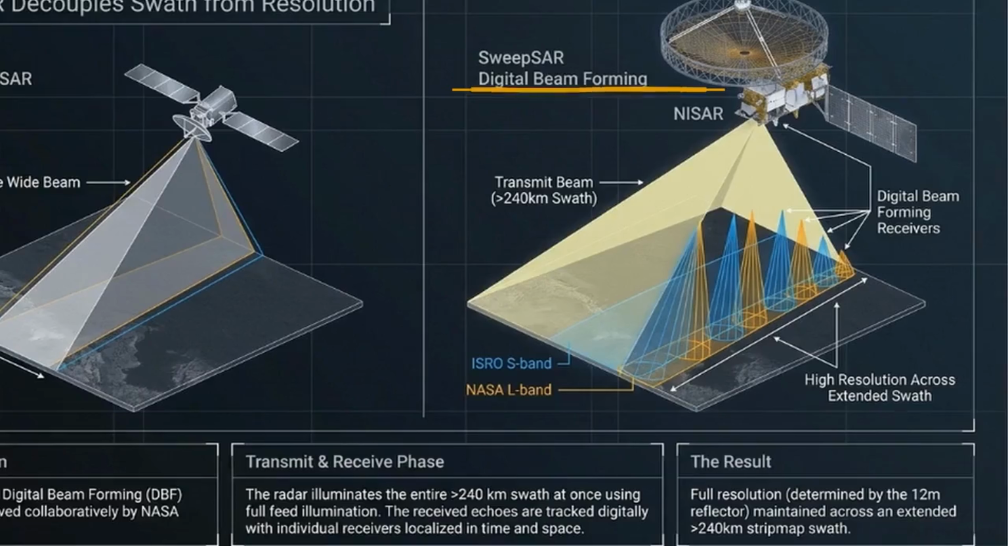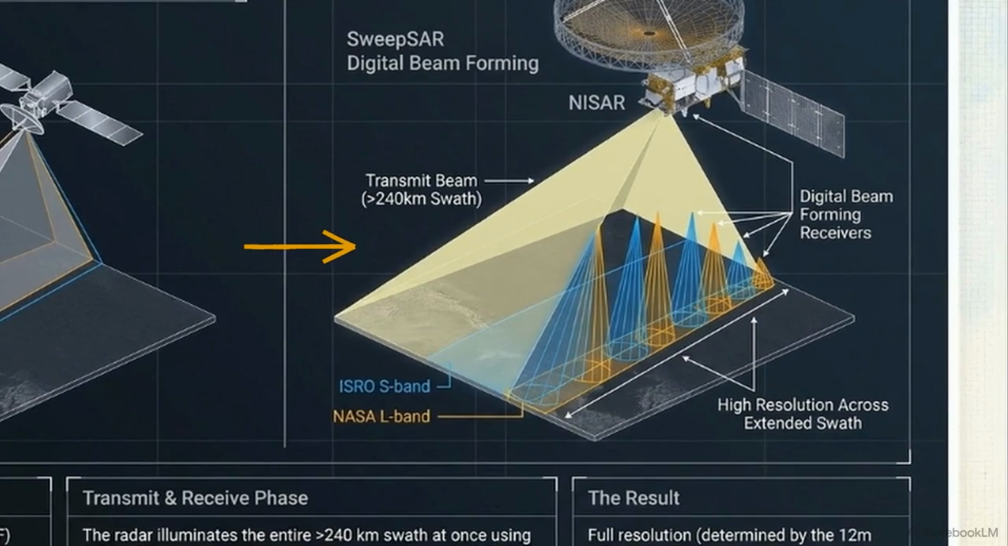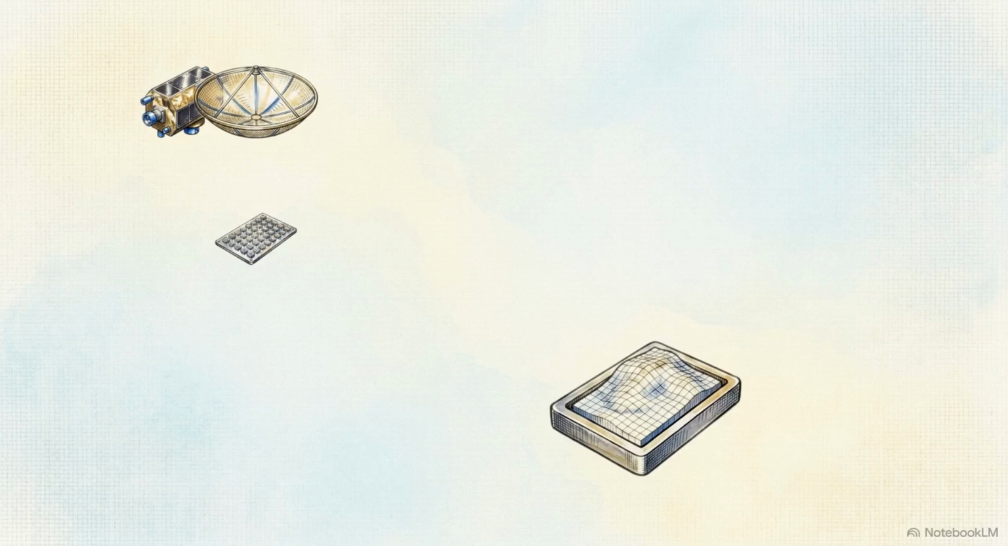This diagram shows the solution, a technique called SweepSAR. It changes the observation geometry by separating how the radar transmits and receives energy. During the transmit phase, all individual transmit and receive modules fire at the exact same time. That combined energy hits the 12-meter reflector, which acts like a giant flashlight. It casts a wide beam that bathes a continuous 240-kilometer swath of Earth in radar energy.